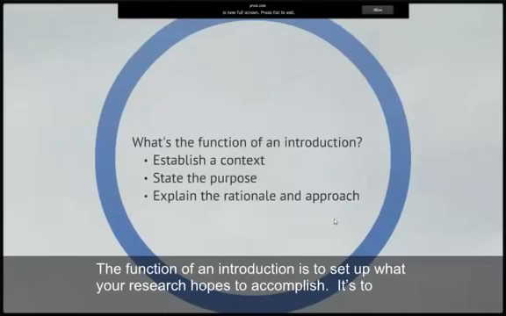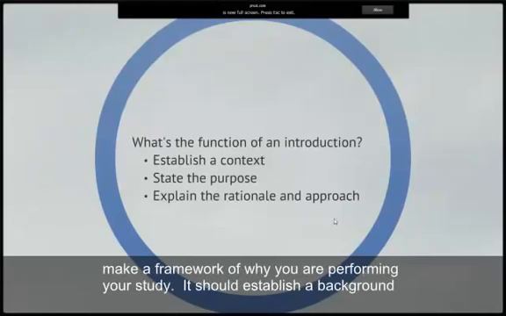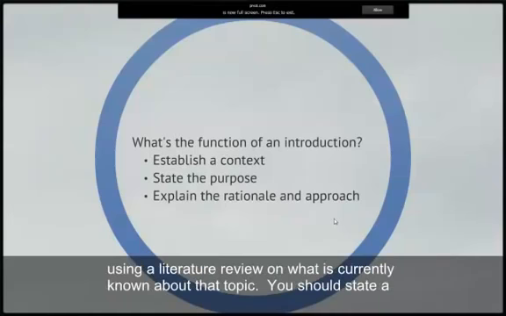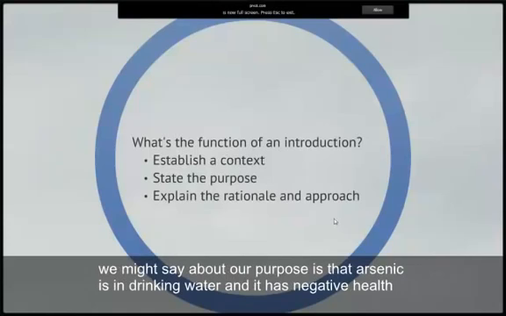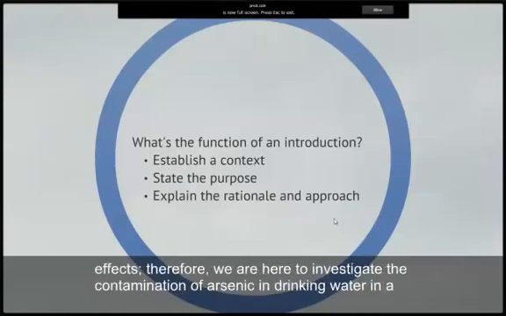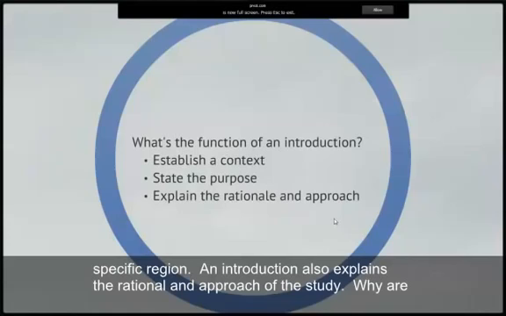The function of an introduction is to set up what your research hopes to accomplish. It's to make a framework of why you're performing your study. It should establish a background using a literature review on what is currently known about that topic. You should also state a purpose for your research. For instance, in arsenic in drinking water, one of the things we might say about our purpose is that arsenic is in drinking water and has negative health effects. Therefore, we are here to investigate the contamination of arsenic in drinking water in a specific region.